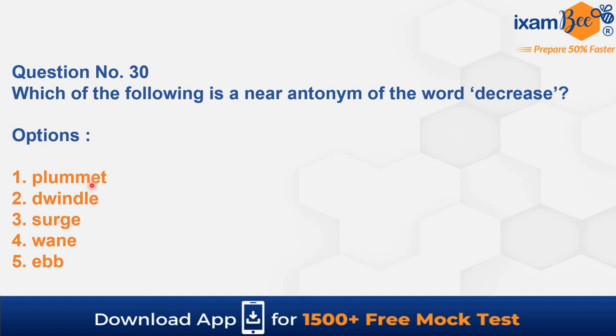Dwindle, plummet, ebb, wane. These are the words which are in the context of something that is diminished or reduced. Wane, as you know that the moon starts waning, right? So all these are the words that mean completely similar to the meaning of the word decrease here.